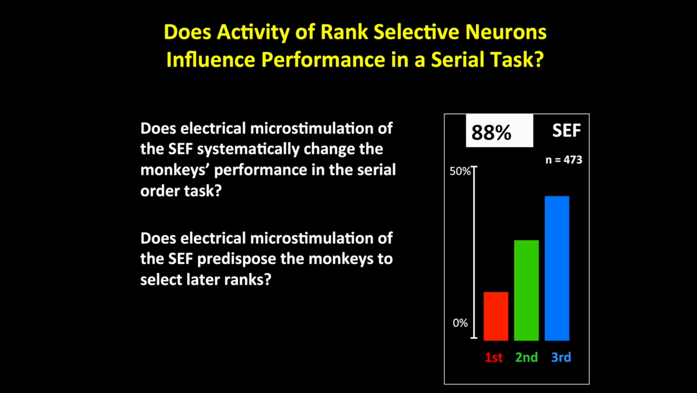For this set of experiments, we just outright asked directly, does activity of rank selective neurons influence performance in the serial order task? And to address this general question, we posed 2 specific questions. Question number 1, does electrical microstimulation of the SEF systematically change the monkey's performance in the serial order task? Microstimulation is the usual way of perturbing, or injecting additional current to subthresholdly activate the neurons in a given area. So it's a pretty well-validated technique of establishing the causal relationship between neuronal activity and a given behavior.